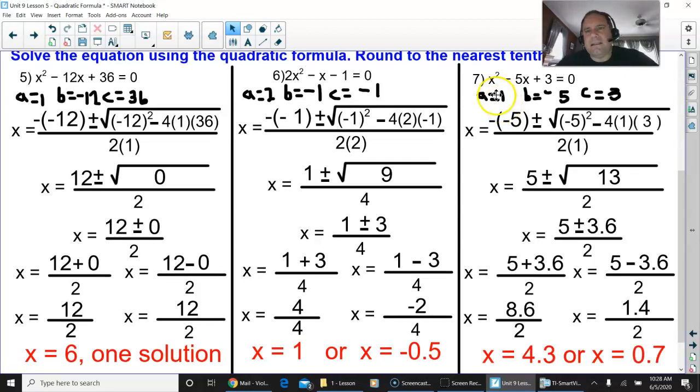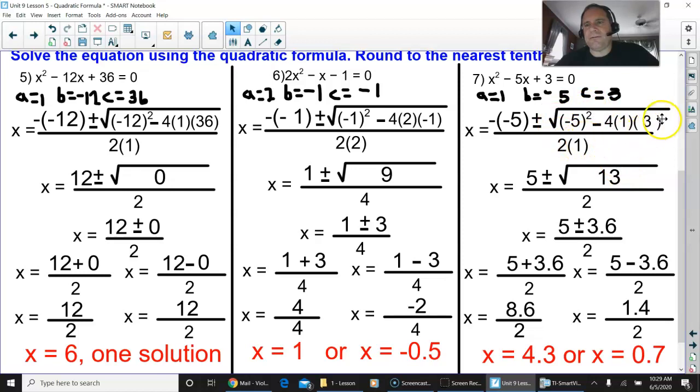Okay, so we have a equals 1, b equals negative 5, and c equals 3. When you substitute that negative 5 in, remember that first part of the quadratic formula has to be negative b. So when it's negative already, it turns into a positive. Plus or minus the square root of b squared, which b is already negative, minus 4 times a, which is 1, and c, which is 3. They're all divided by 2 times a, which is 2 times 1. So you have 5 plus or minus the square root of 13.